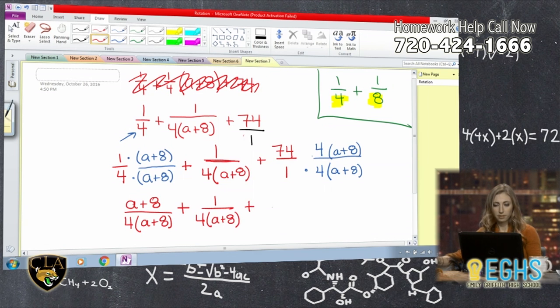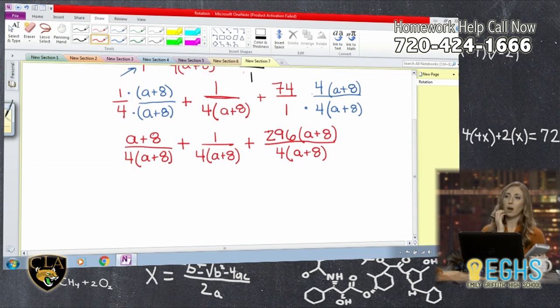And then plus, and the top fraction here, in our numerator we need to do some simplifying, so we're going to multiply 74 times 4, which gives us 296. And then we also have it times this a plus 8, which I'll do in another step just so it doesn't get too confusing.